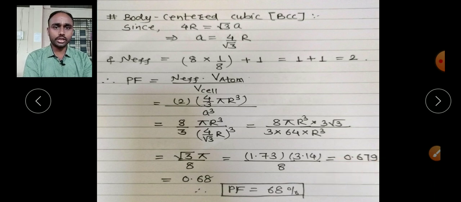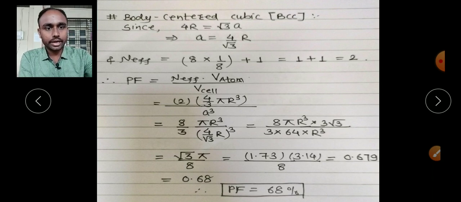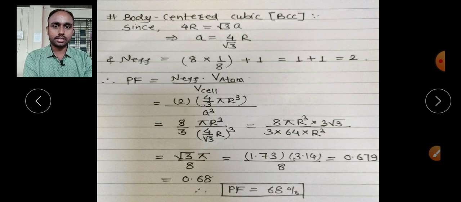You can check the calculations, 0.679. So, approximately we can write 0.68, right, and in terms of percentage it is 68%. So, what is that 68%? It is the packing efficiency of our BCC unit cell, body centered cubic unit cell.